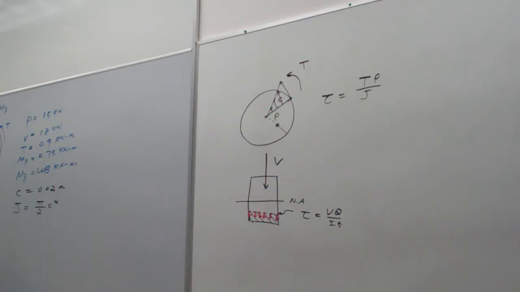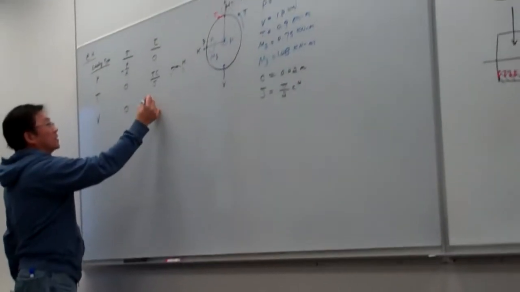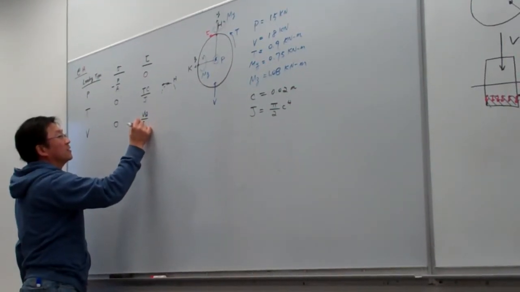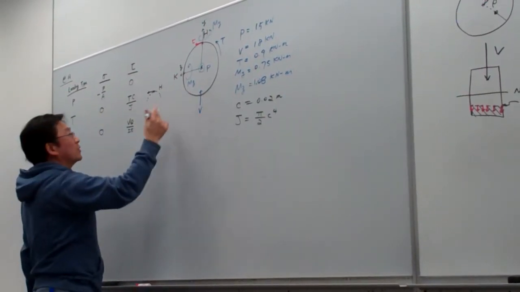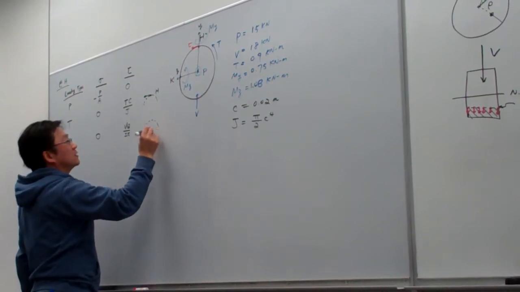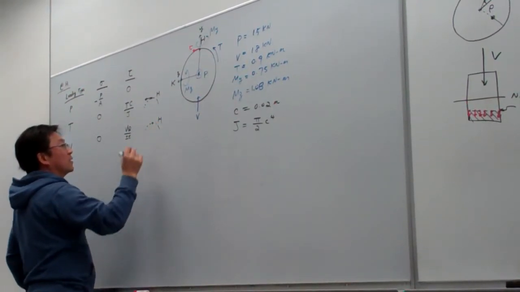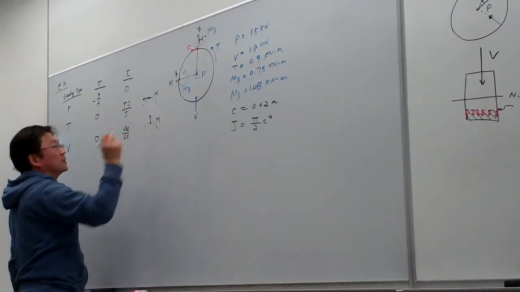Okay, so using that information, we know this is VQ over It. We write up the equation first. Then the direction will follow the same thing. This is point H here. The direction will be going upward.